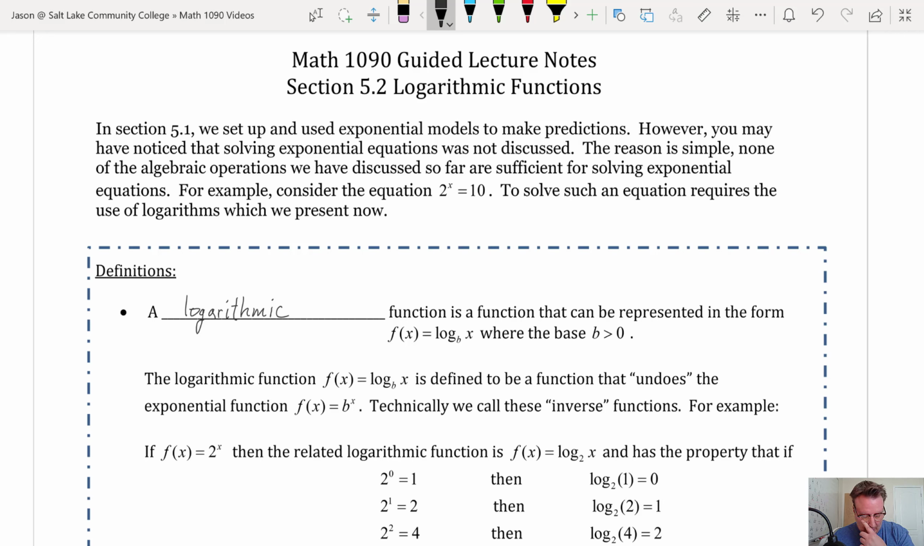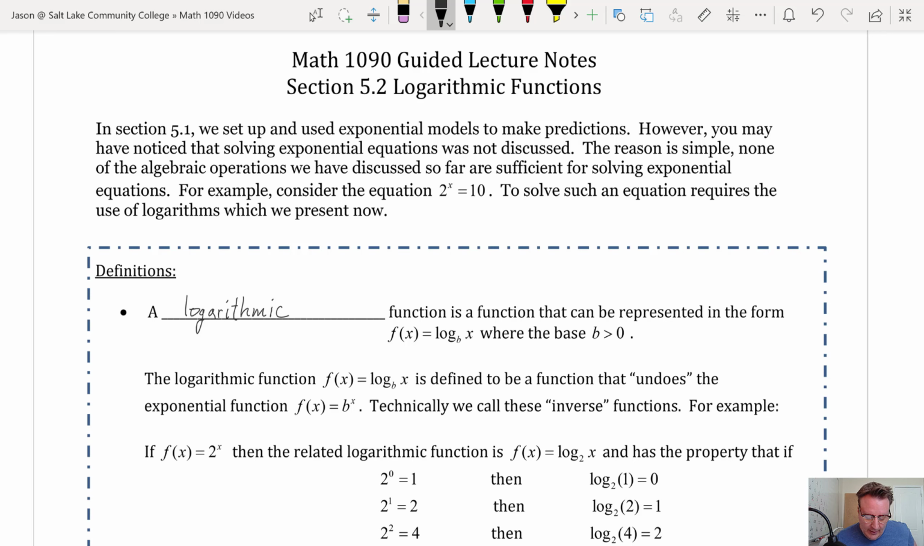Except for the very last example in section 5.1, we haven't really been solving exponential equations. The reason for this is simple: up to this point we don't have the algebraic operations necessary for solving exponential equations. Namely, we've needed these logarithm functions. For example, consider the equation 2 to the x equals 10. To solve such an equation where your variable is in the exponent requires the use of logarithms.